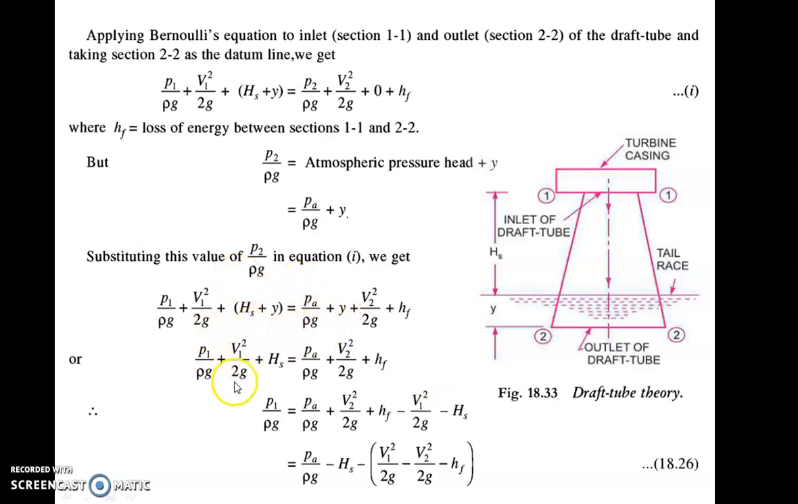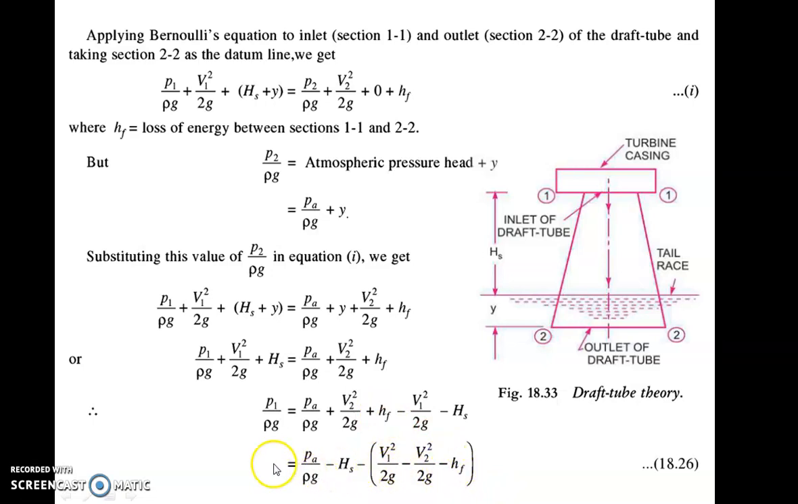P1 by rho g plus V1 square by 2g plus HS is equal to PA by rho g plus V2 square by 2g plus HF, and our aim is to find P1 by rho g. So P1 by rho g is equal to PA by rho g plus V2 square by 2g plus HF minus V1 square by 2g minus HS. Okay, if you rearrange all the terms, you will get PA by rho g minus HS, and if you take all these terms inside the bracket, it will be minus V1 square by 2g, minus V2 square by 2g, minus it will become plus, and minus HF, again minus of minus will become plus.